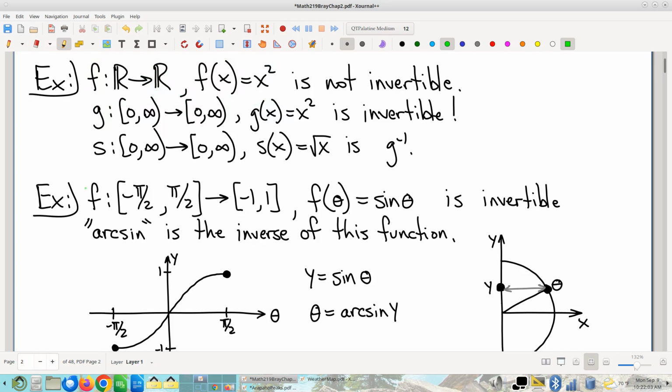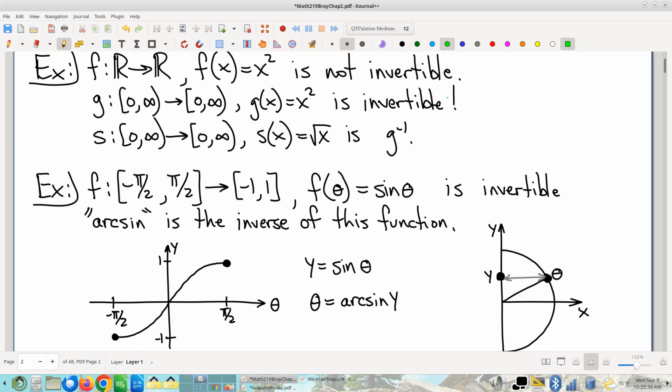You can fix both of these issues just by restricting the domain and restricting the target. Now this function, at a casual, careless glance, looks like the same function. It's just x squared. But again, that's focusing only on the rule of assignment for the function. It's not paying attention to the very important selection of domain and target. This function here is invertible, and its inverse is the square root function.